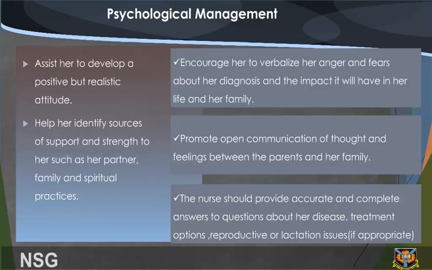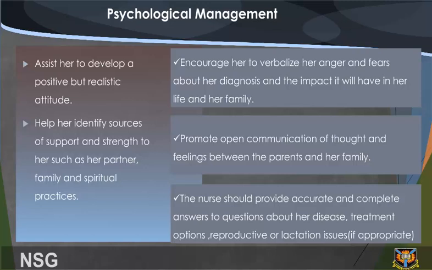Psychological management. Assist her to develop a positive but realistic attitude. Help her identify sources of support and strength to her, such as a partner, family, and spiritual practices. Encourage her to verbalize her anger and fears about her diagnosis and the impact it will have in her life and her family. Promote open communication of thoughts and feelings between the patient and her family.